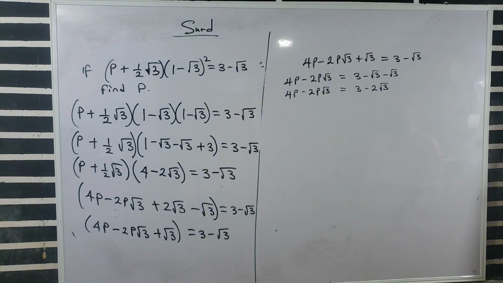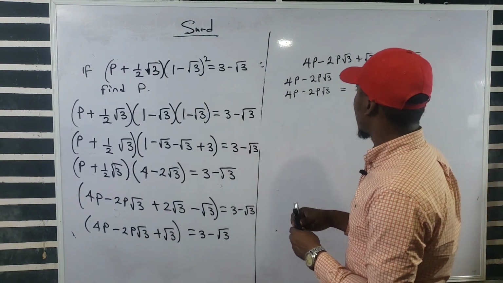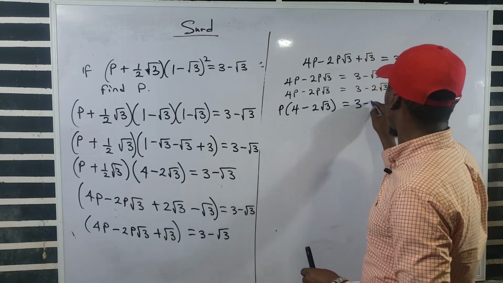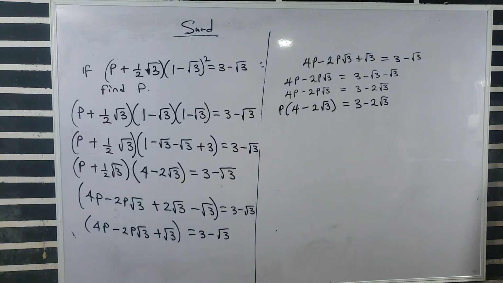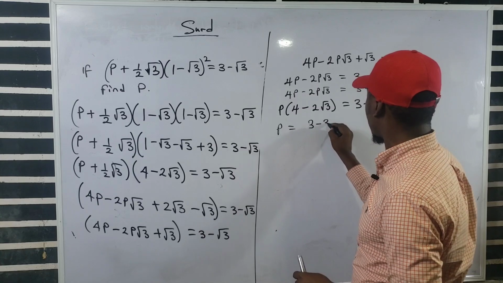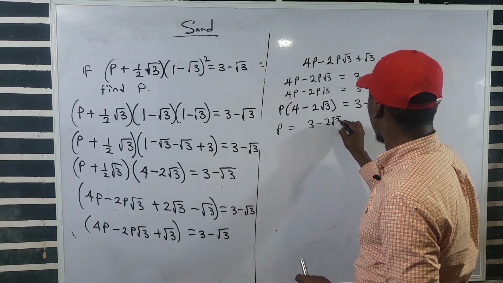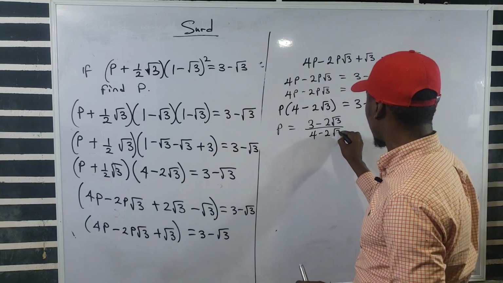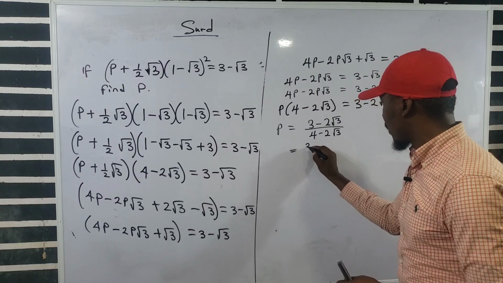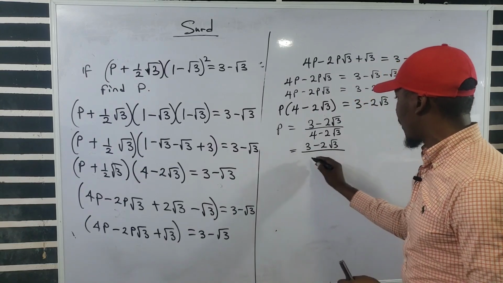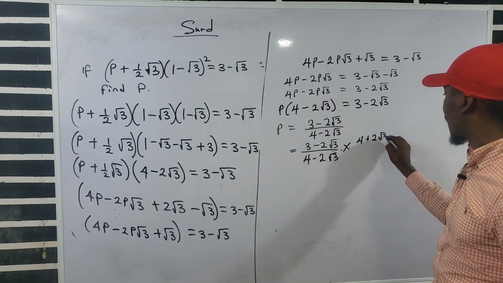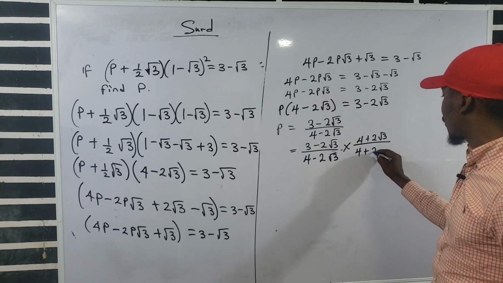Okay. So at that point, we can factor p out here. So when you do that, you have p outside (4 minus 2√3) equals 3 minus 2√3. Okay, so you can divide both sides by 4 minus 2√3. So that will give you that p equals (3 minus 2√3) over (4 minus 2√3). So with what we have now, we can rationalize. So when you rationalize, you are going to have (3 minus 2√3) over (4 minus 2√3) times (4 plus 2√3) over (4 plus 2√3).